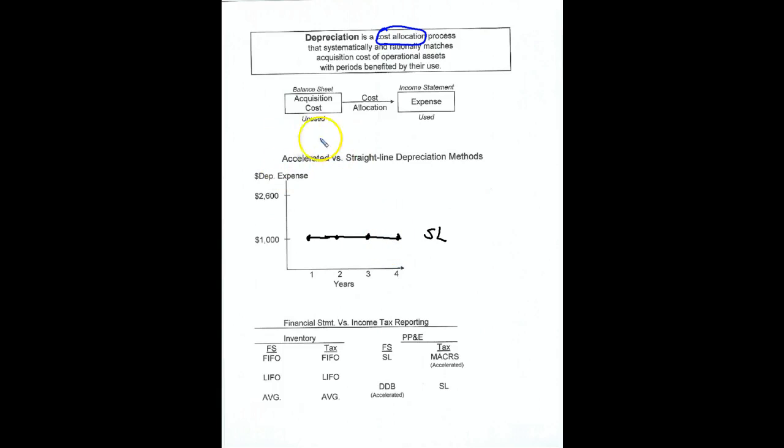Now the other option are these accelerated methods. The theory behind the accelerated method is that we would get more benefit out of an asset early on in its useful life. So if we think that depreciation is allocating cost over the periods benefited, we get more production out of a machine, in this case a copy machine, early on in the asset's life. So we might have $2,600, and then maybe year 2 something like this, and then year 3 down here somewhere. Our line's going to look downward sloping like this, and that is called an accelerated method. Accelerate means we have more depreciation early on in the asset's life, but then it will decline. Double declining balance is one of many accelerated methods, and it's the one I'm going to demonstrate.